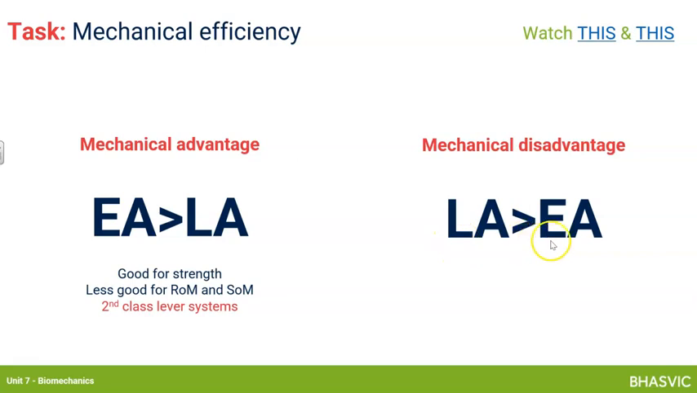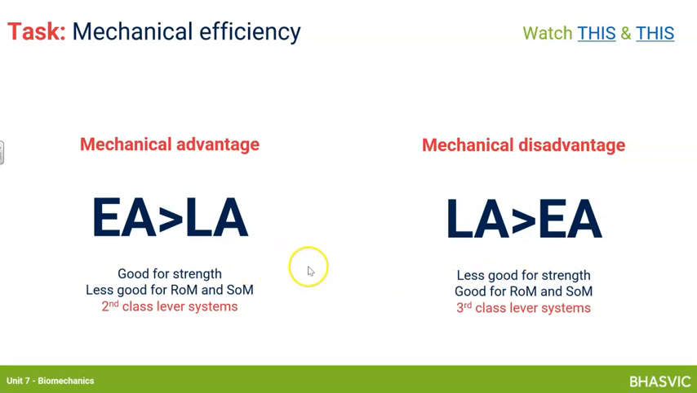Conversely, if the load arm is greater than the effort arm, then a given lever system is great for speed and range of movement, but not so good for strength and force generation. And broadly speaking, that's our third class lever systems. But we've just got to understand how to calculate mechanical advantage.